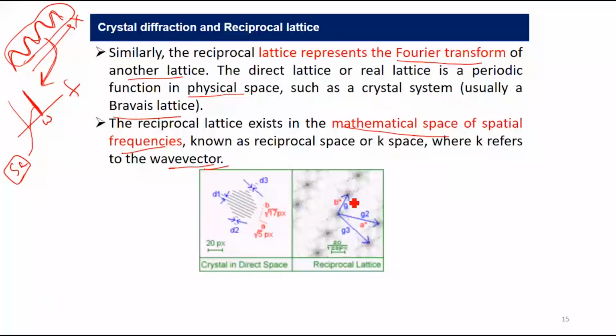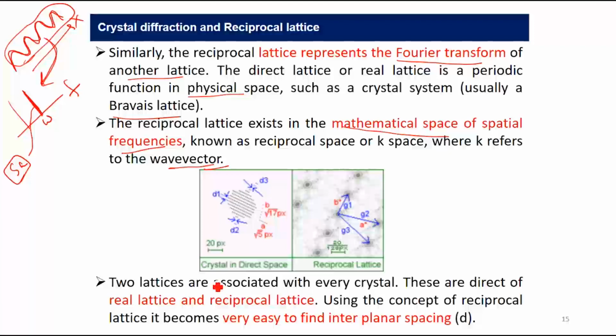This is an image I've taken from Wikipedia. This is a lattice. It has different planes. And this is the reciprocal lattice. These reciprocal lattice vectors will give you information about the spacing of this lattice. Two lattices are associated with every crystal: the direct or real lattice and the reciprocal lattice. Using the concept of the reciprocal lattice, it becomes very easy to find the interplanar spacing.